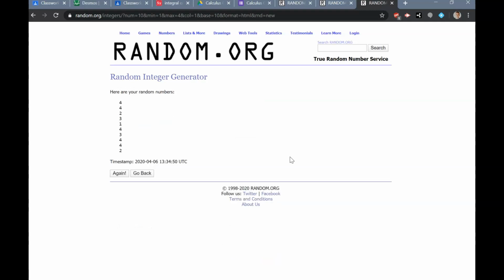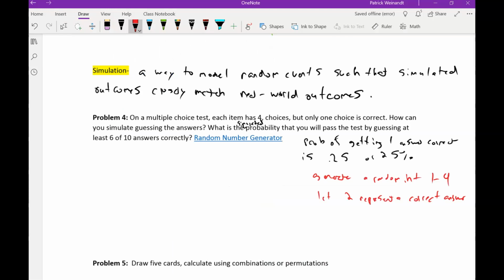Okay, so here's my 10 questions, here's my 10 answers. The experimental, or I guess the simulated probability that we got a correct answer is, well, we got 1 correct answer here. We got another correct answer. So we only got 2 out of 10, which is equal to 20% chance, right? So that was the experimental probability of getting a correct answer. We know that it should only be about 25%.